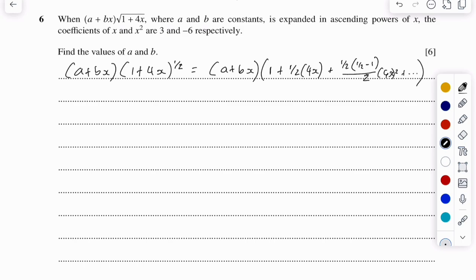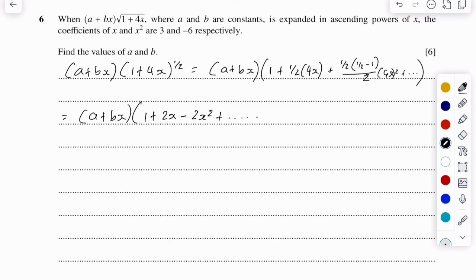Continue the expansion. And if we simplify that down, what we get is (a + bx) times (1 + 2x - 2x^2).